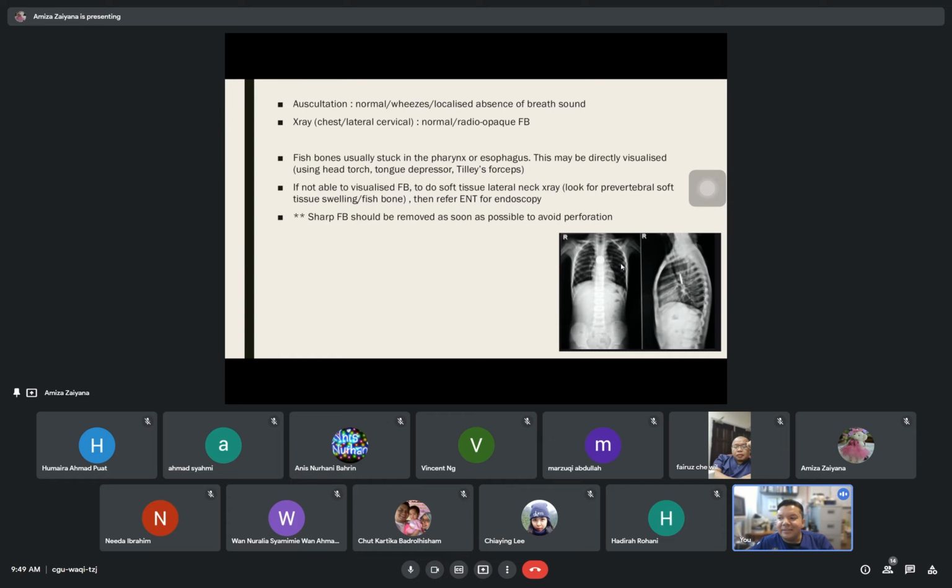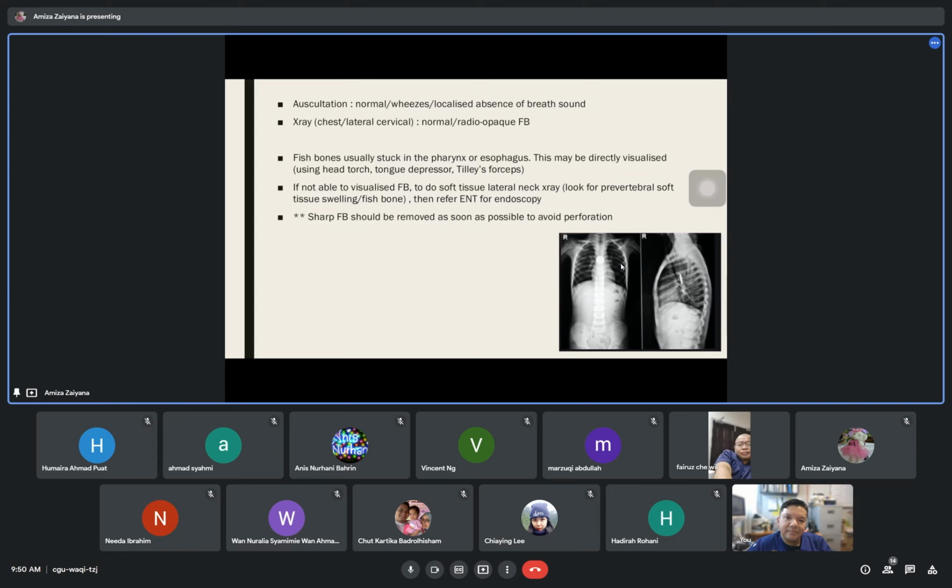So this you can just give reassurance. An emergency, let's say if the fish bone is big or the patient is immunocompromised, risk of infection, that one maybe you need to remove early. ENT need to see early. But otherwise they can see the next day for this kind of cases. Okay.